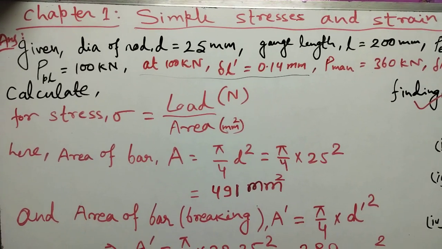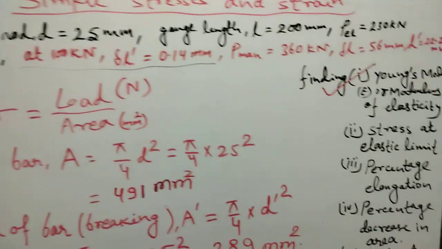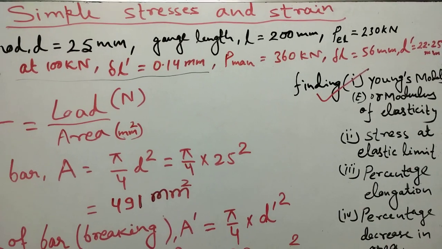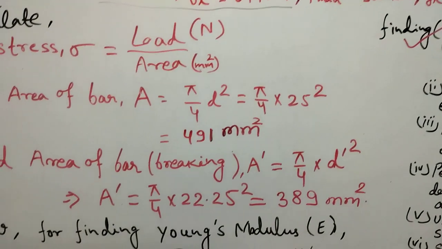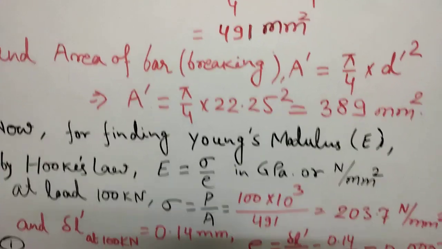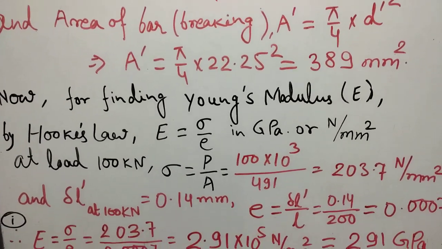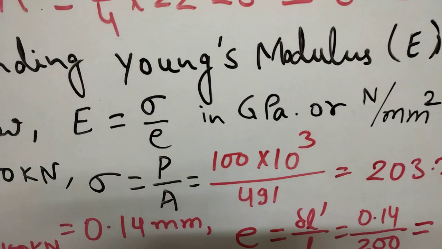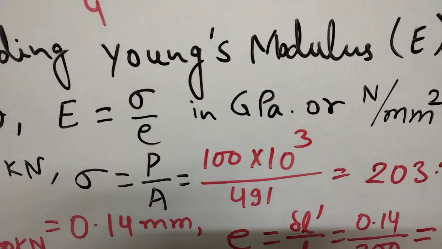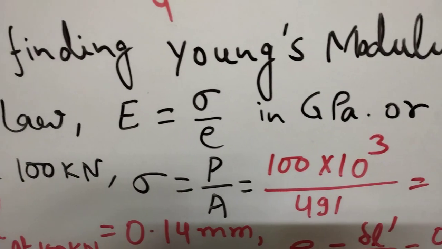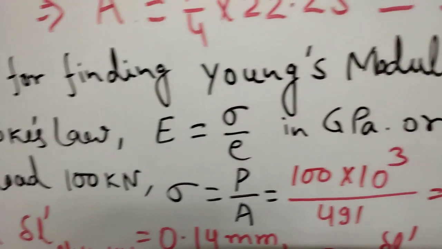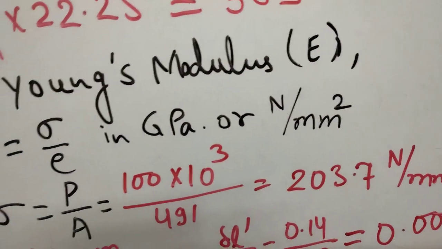Now first find the Young's modulus or modulus of elasticity E. We know that by Hooke's law, stress is directly proportional to strain. Stress equals E times strain, so E is sigma by strain. This constant is known as the modulus of elasticity or Hooke's constant of the material. It is measured in GPa or Newton per millimeter square.